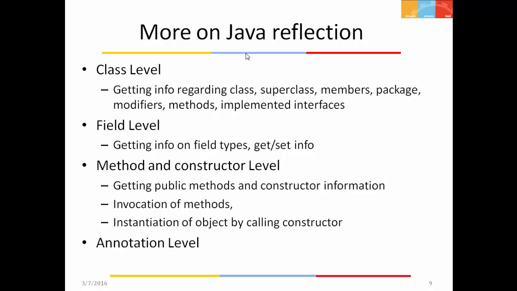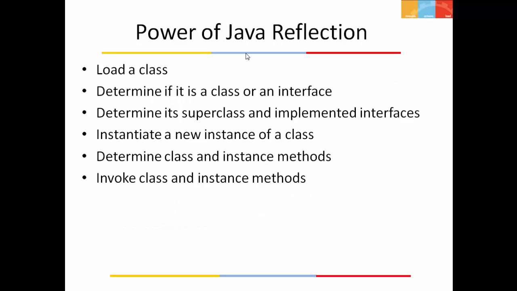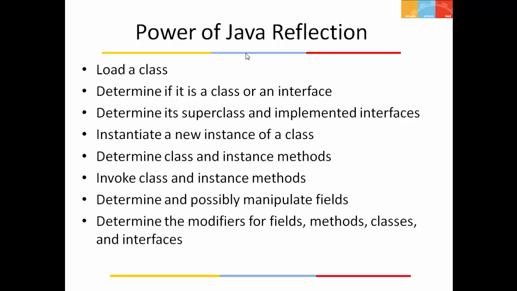Then it allows reflection at the annotation level. One example I gave already is used by JUnit. So the power of Java reflection, let us look at it. The power of Java reflection is that it can support so many features, and let's look at each of them.